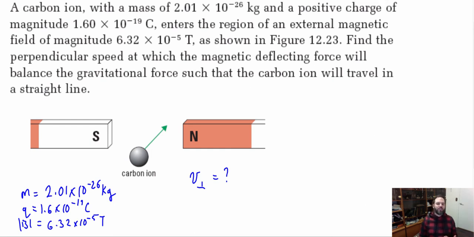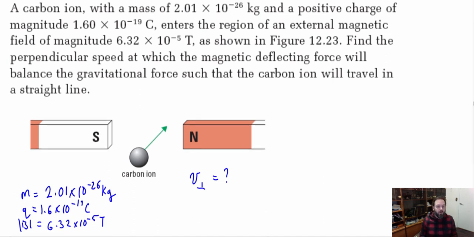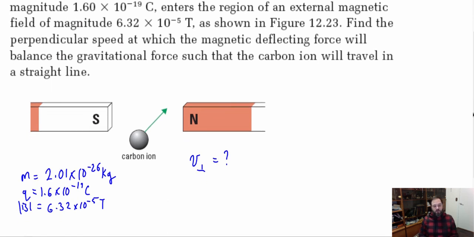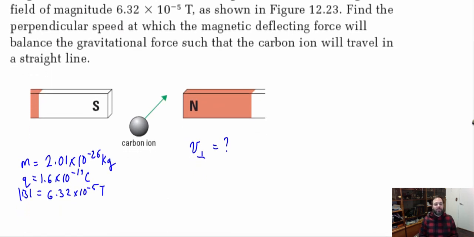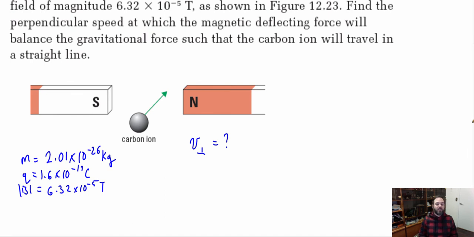Now, looking at how the question states that the magnetic deflecting force and the gravitational force will balance, we could assume that means they will be equal. Seeing as the gravitational force is going to go down, I'm going to assume that the magnetic deflecting force is up. And we could test it using our right hand rule since it's a positively charged particle. I'm going to use my right hand, with my thumb for the velocity, so it's going into the page. I'm going to use my fingers to go north to south, and then I'm going to find out that indeed the force is going up, which is the opposite of the gravitational force.